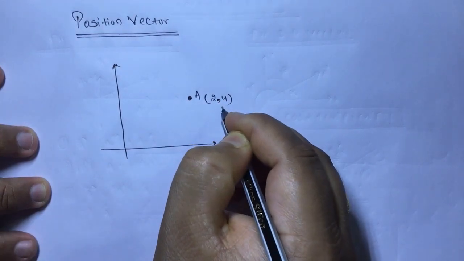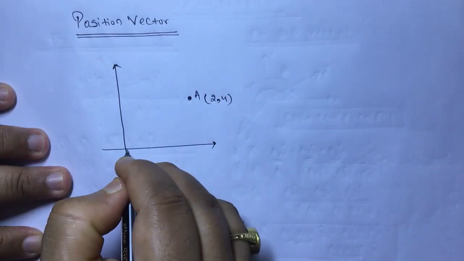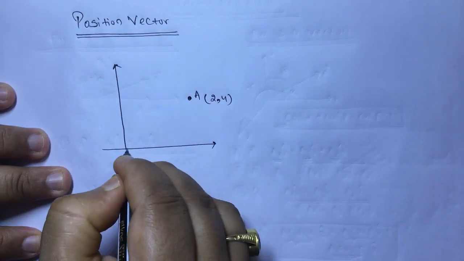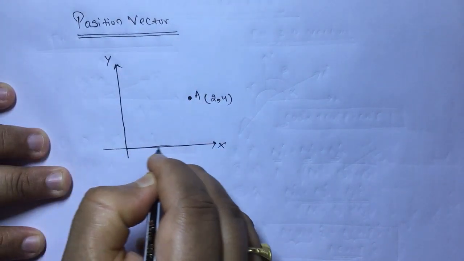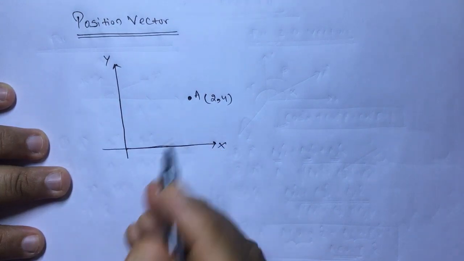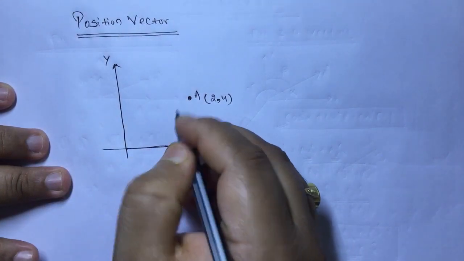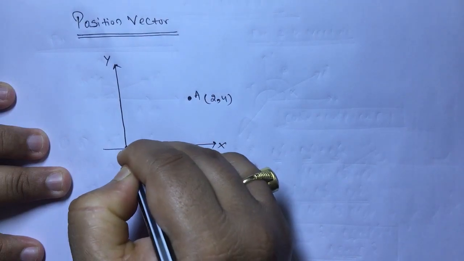I am writing the coordinate, and once you write the coordinate, what do you mean by 2, 4? Let it be x and y. It is 2 along the x axis and 4 along the y axis. That is the meaning. Similarly, here in vector form, how to write this? You write the expression of this vector.